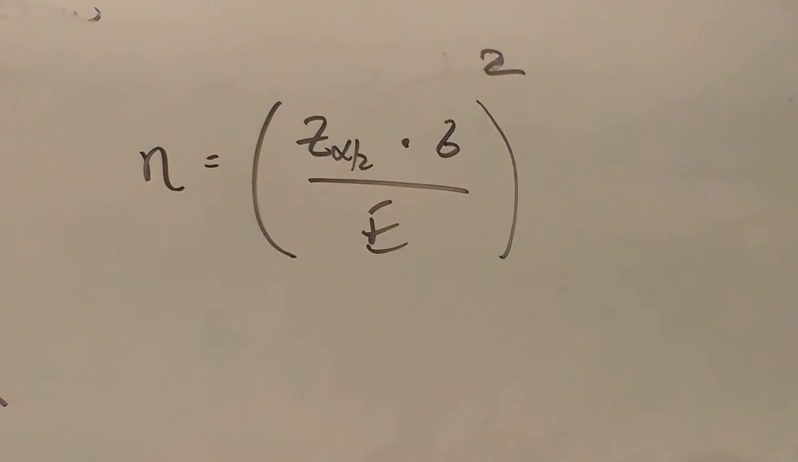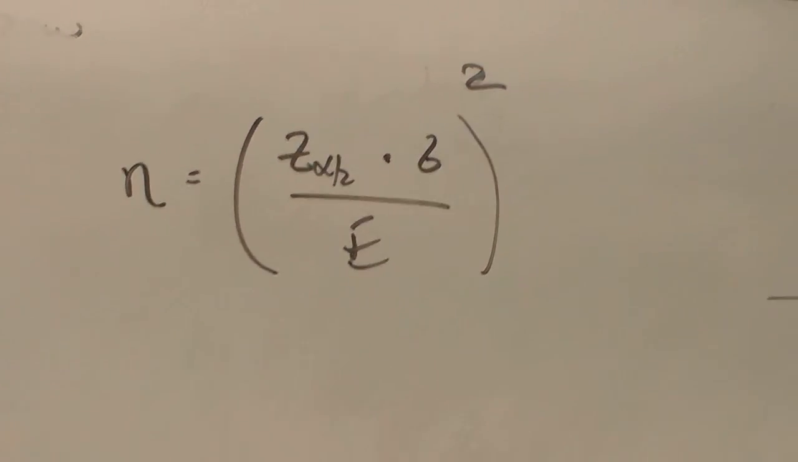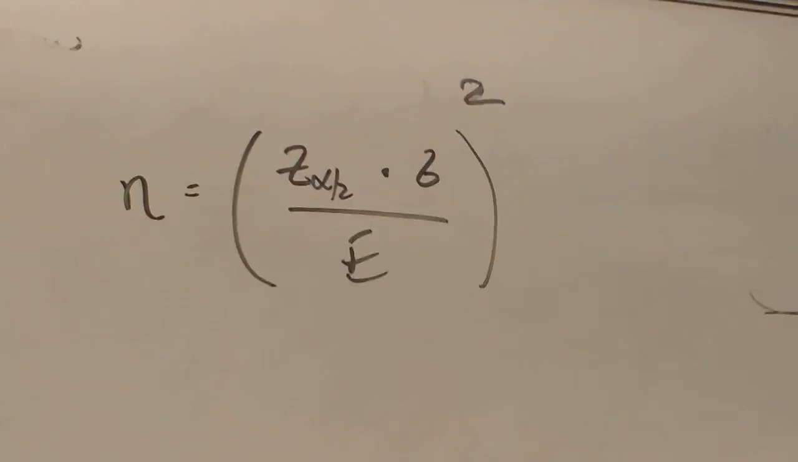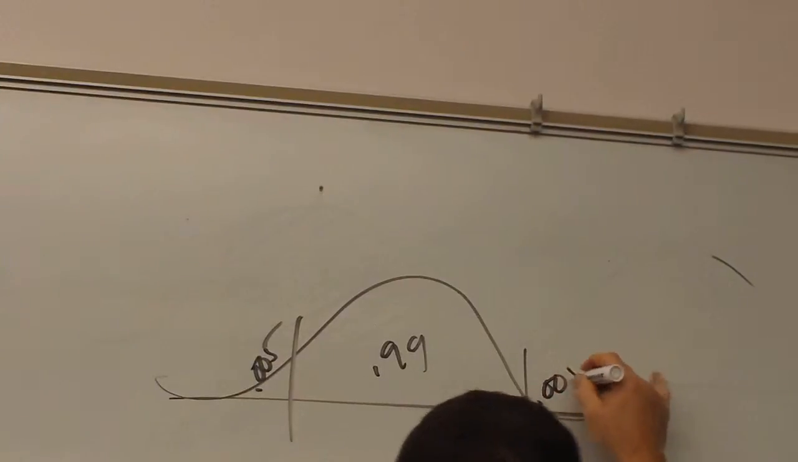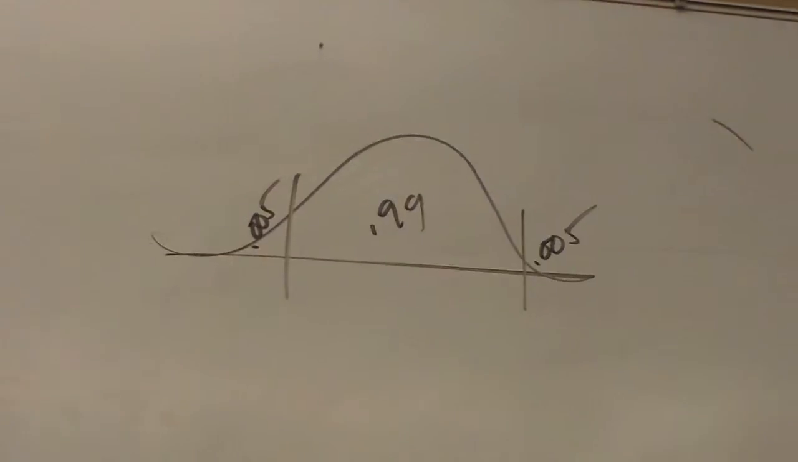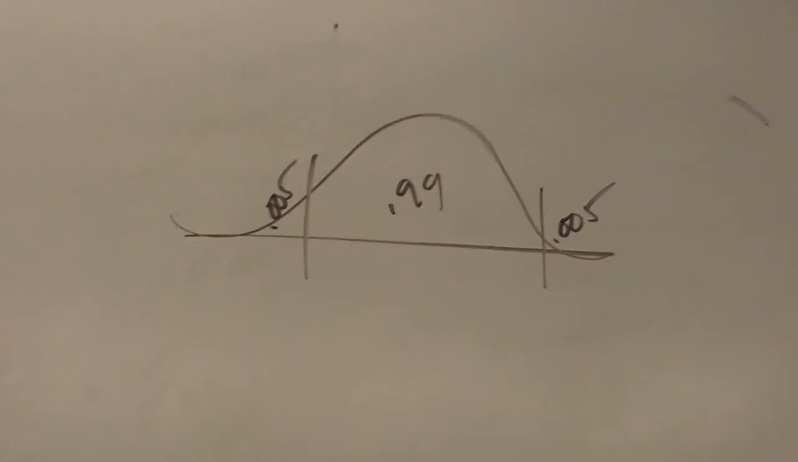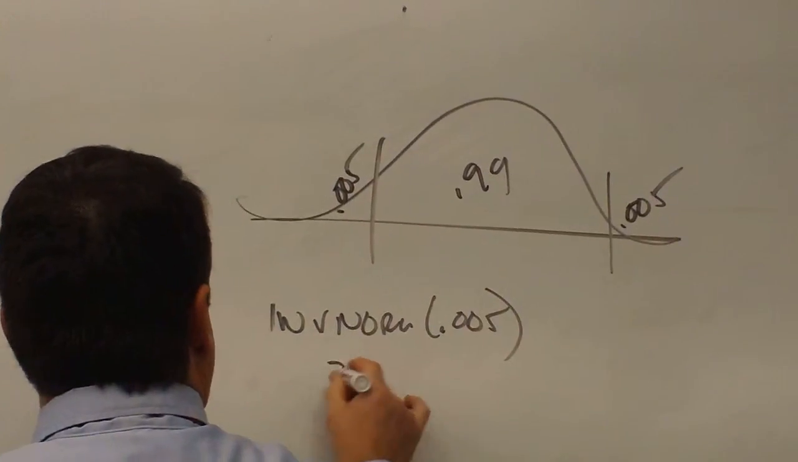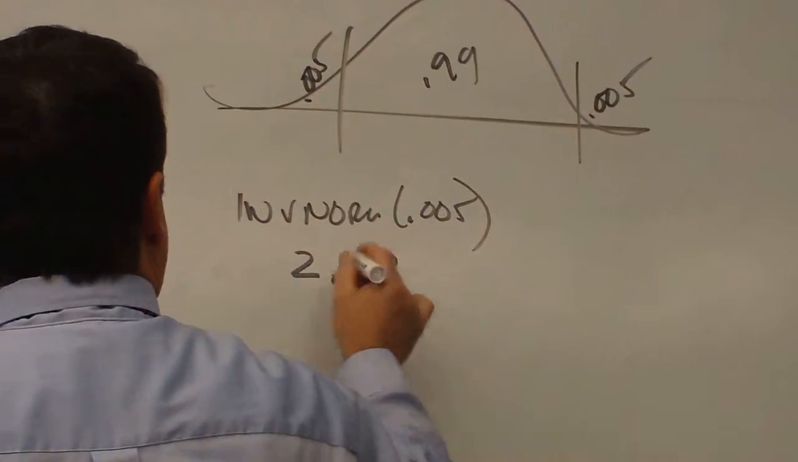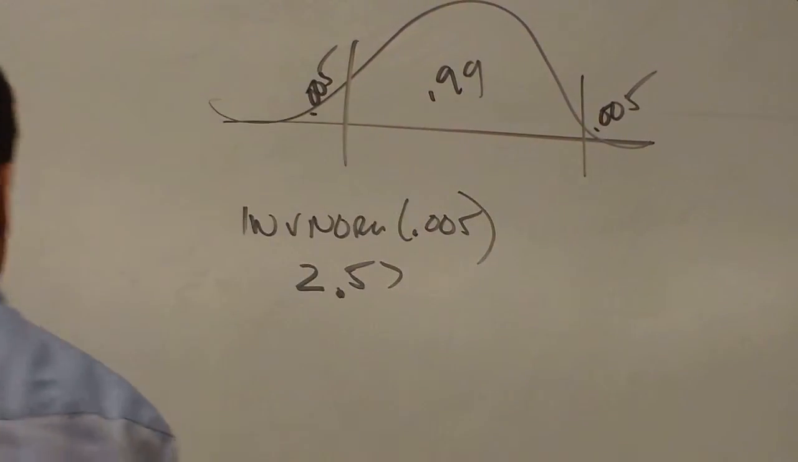So we have to find that z-score. So we want to be 0.99. So that means this has to be 0.005. This has to be 0.005, right? Because I have to sum to 1. So now I have to find this z-score. What is this z-score? Inverted norm 0.005. I think that's 2.57. Someone check me and make sure that's right.